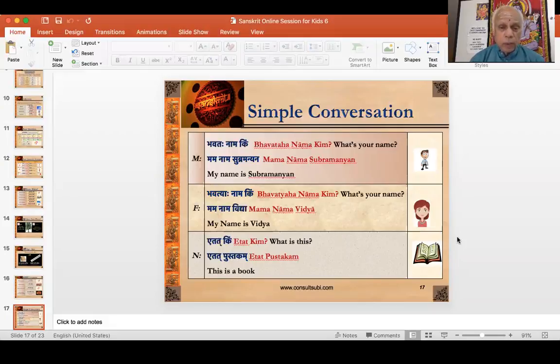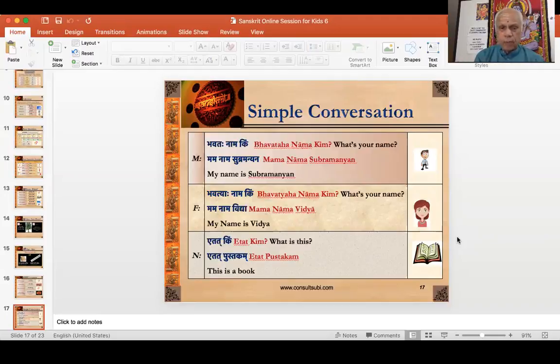So you ask that question to a girl or a lady, even though in English it is still the same, what is your name? In Sanskrit, you have to address the gender correctly. When you address a female person, you have to say Bhavatyaha Nama Kim. And how do you answer? Mama Nama Trinetrini or Mama Nama Sudarshini. Mama Nama Vidya. My name is Vidya. The answer is same. Mama Nama and put your name.